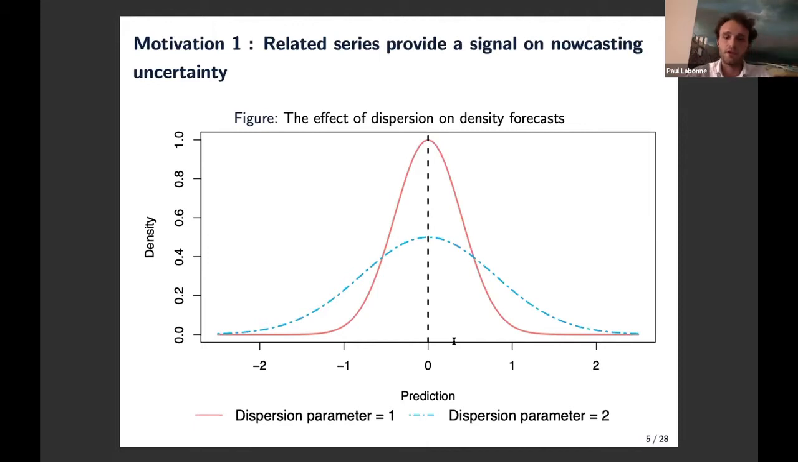So with nowcasting methods, we typically capture the relationship in the conditional mean of the series. But if we also capture the relationship in the scale parameters, then we can quickly update the uncertainty attached to the GDP nowcast when we observe related series. So that's the first motivation: to model the relationship in the scale, not only in the location and conditional mean.